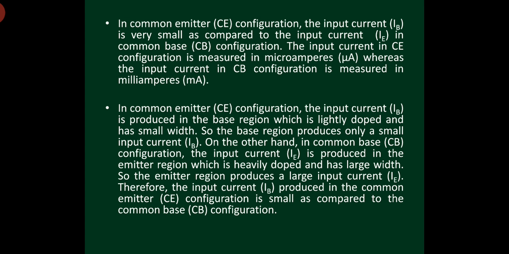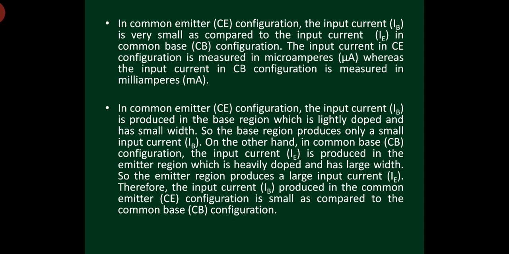In common emitter configuration, the input current is produced in the base region, which is lightly doped and of small width. As you recall, a transistor is a 3-terminal semiconductor device: emitter is highly doped, base is lightly doped, and collector is moderately doped. The width of emitter is high, the width of base is very, very less, and the width of collector region is much greater than the width of emitter region. So the base region produces only a small current IB, which is in the order of microamps.